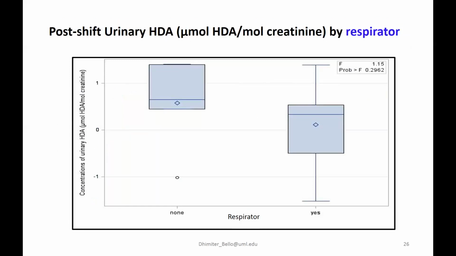Now, if we look quickly at how urinary biomarker values differ as a function of PPEs and tasks and sites, we see here, perhaps not surprisingly, that people who wear respirators have a considerably lower urinary HDA value. Although not statistically significant, we can attribute that to huge variability in processes that we've studied here, as well as other exposures, including dermal. But people who didn't wear respirators have a much higher value.